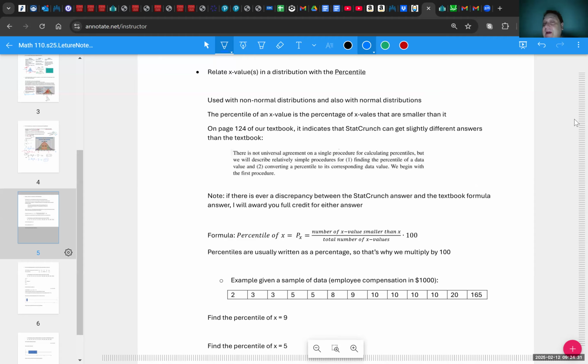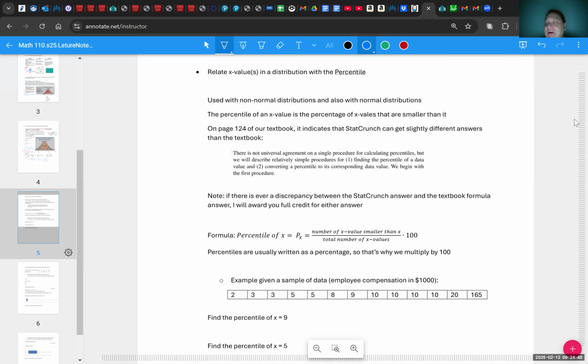That 68, 95, 99.7% rule only works for normal distributions. If you have a skewed distribution, it doesn't work anymore. Or if you have a uniform distribution, it doesn't work anymore. So for non-normal distributions, we can use percentiles. It's kind of why they're there, right? So we can work with them.